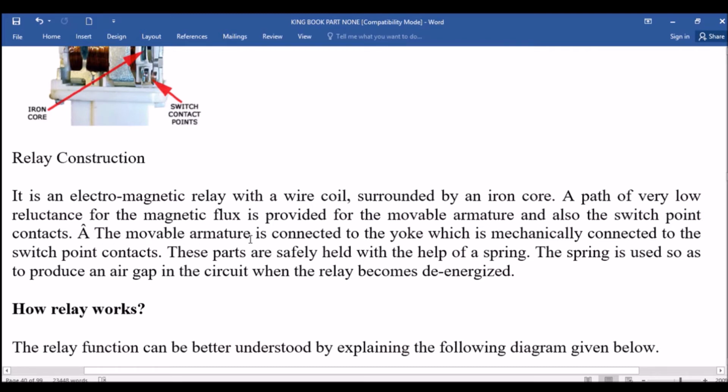The movable armature is connected to the yoke and is mechanically connected to the switch point contacts. These parts are safely held with the help of a spring. The spring is used so as to produce an air gap in the circuit when the relay becomes de-energized.